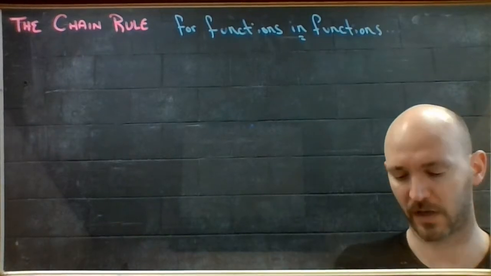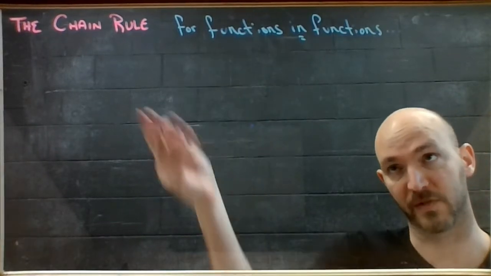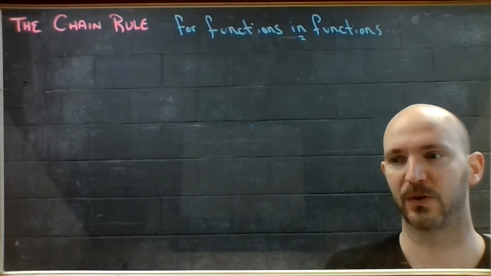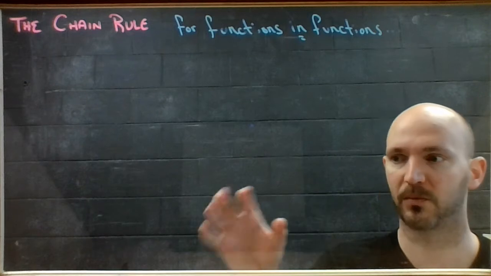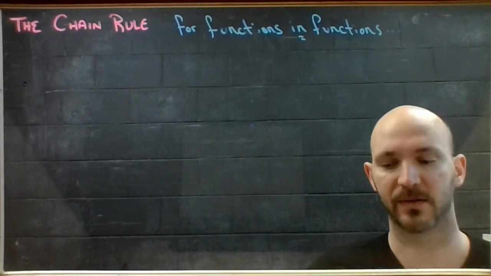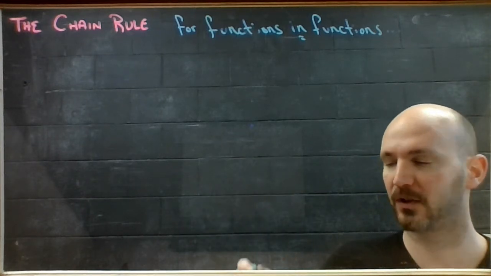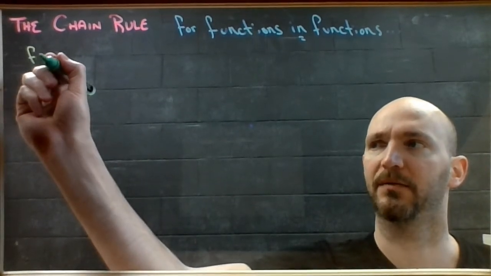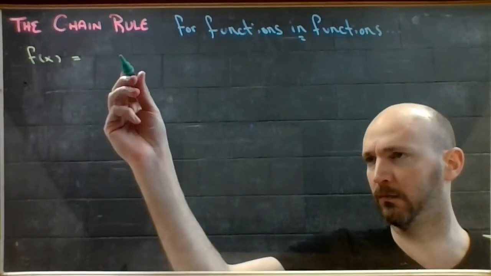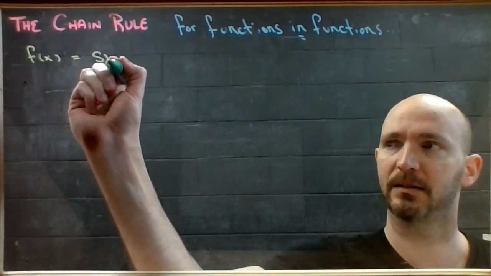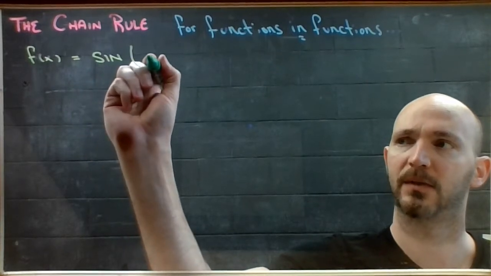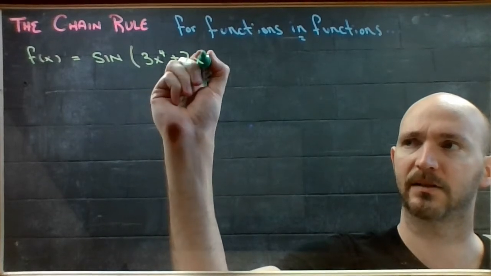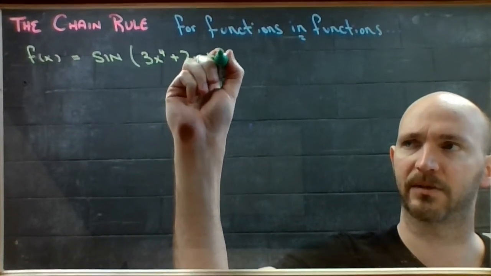So you may have come across this type of function or this type of structure in advanced functions where you did composite functions. So you did the sine of a parabola or a logarithm squared or something like that. So I'm just going to give you an example of a function that looks like this. So f of x is, let's say, the sine of 3x to the 4 plus 2x plus 7.